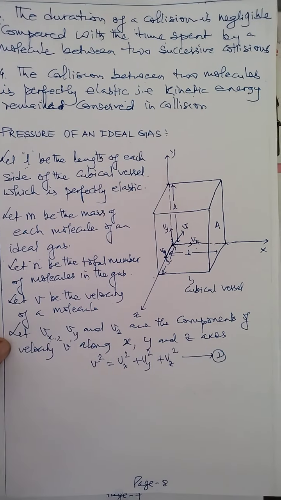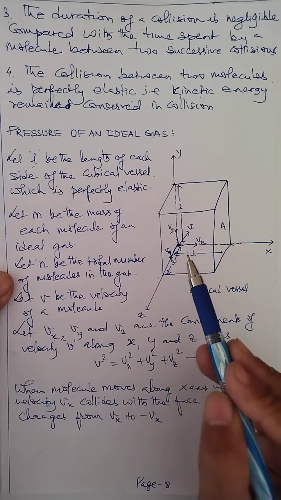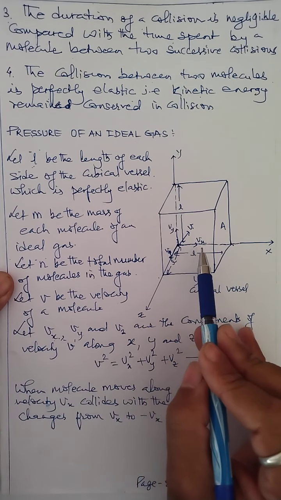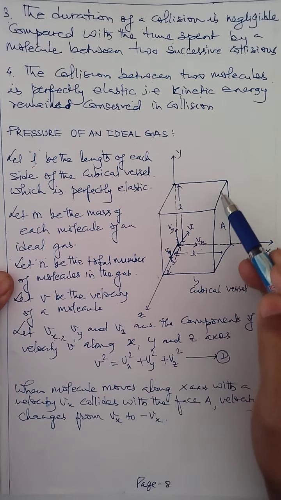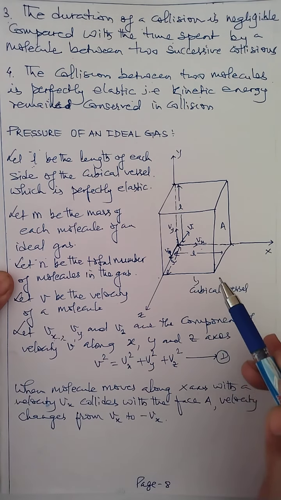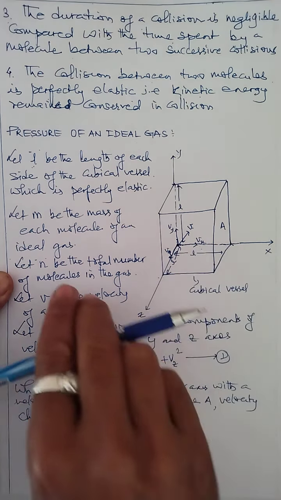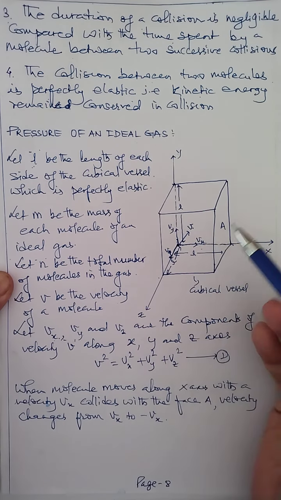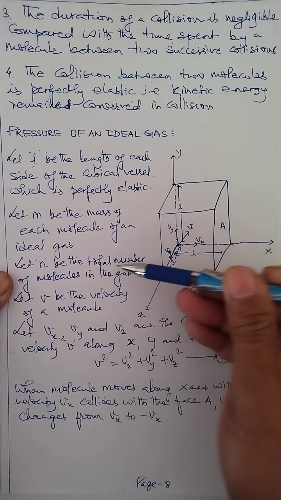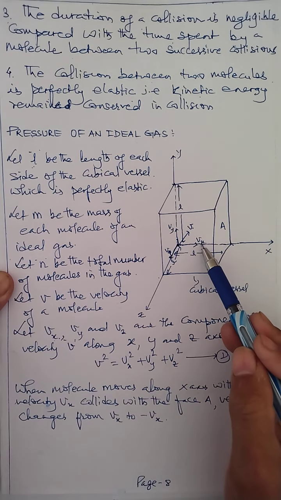So children, if you look at this diagram, if one of the molecules is moving along the x-axis with a velocity bx, definitely it will collide with this face of the wall. And when it collides, what type of collision takes place? Perfectly elastic collision. In that case, the molecule moving with the positive velocity bx will rebound back in this direction after collision. At that time, the velocity of the molecule changes from bx to what?